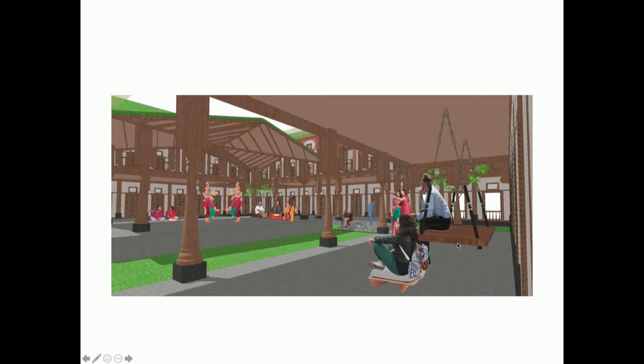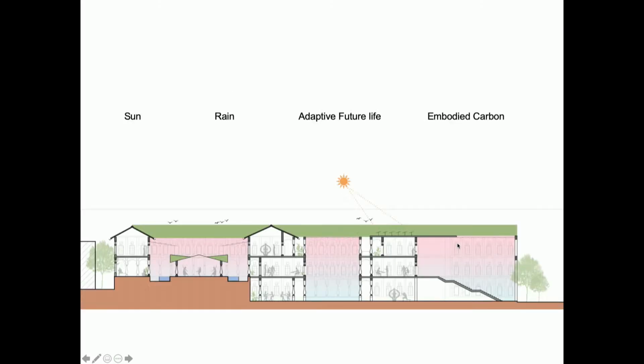For energy and environment, I've done the calculations of solar energy, rainwater harvesting, what the adaptive future life is going to be about, and also the embodied carbon calculation for one single unit.